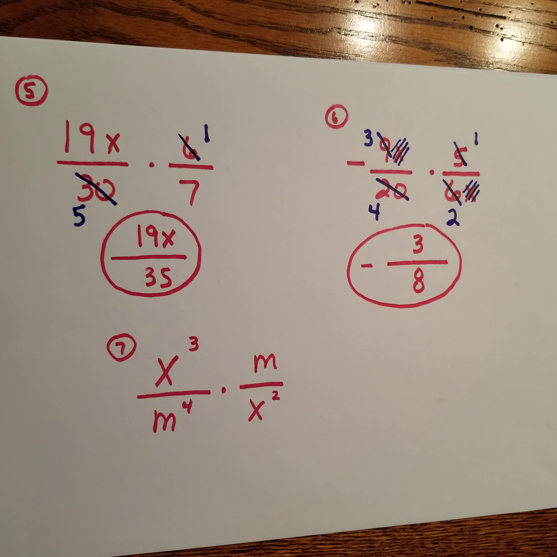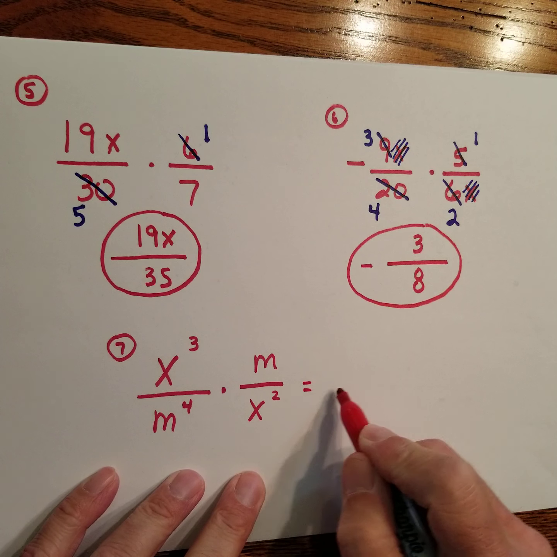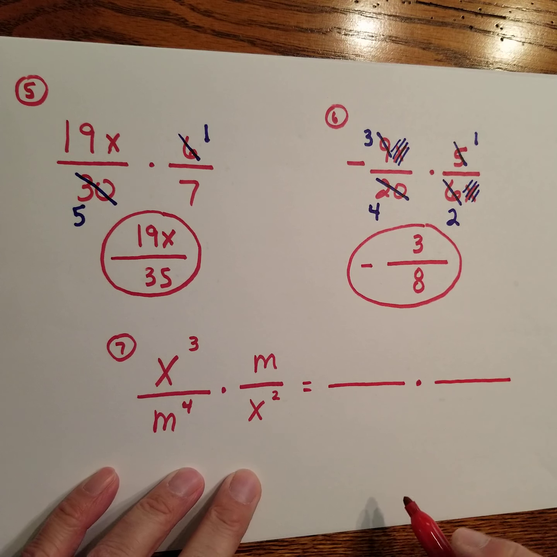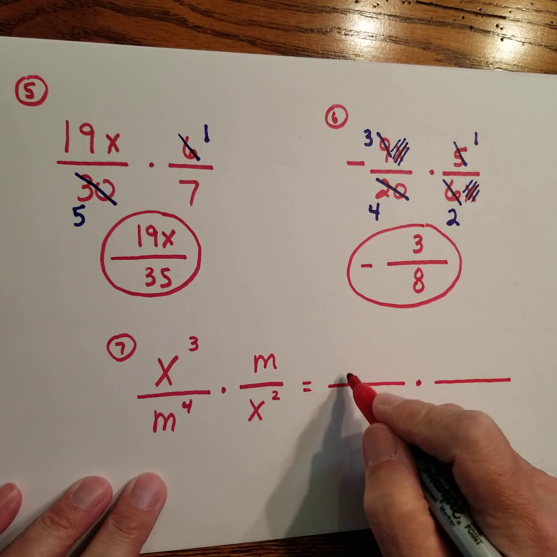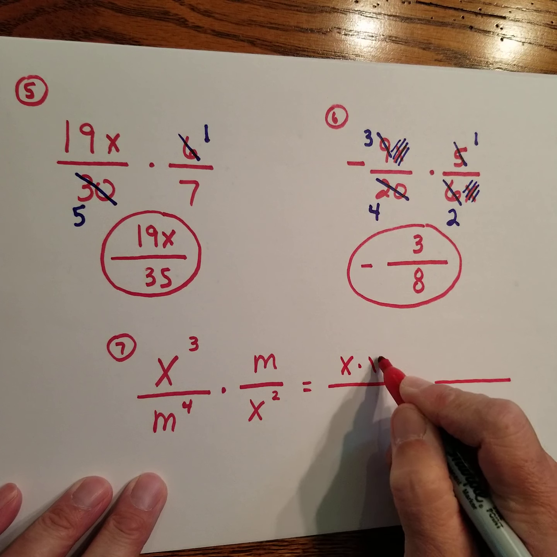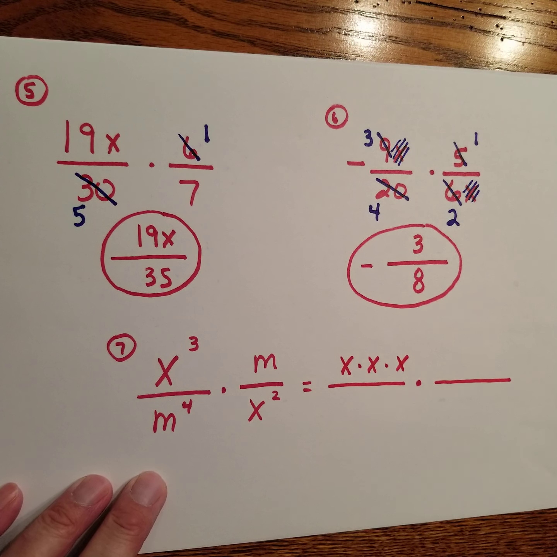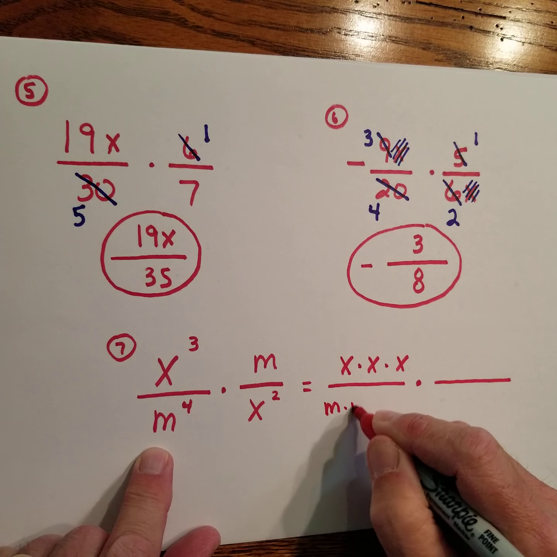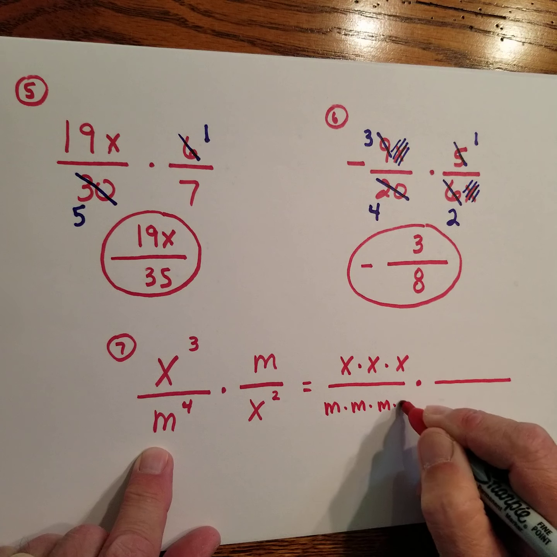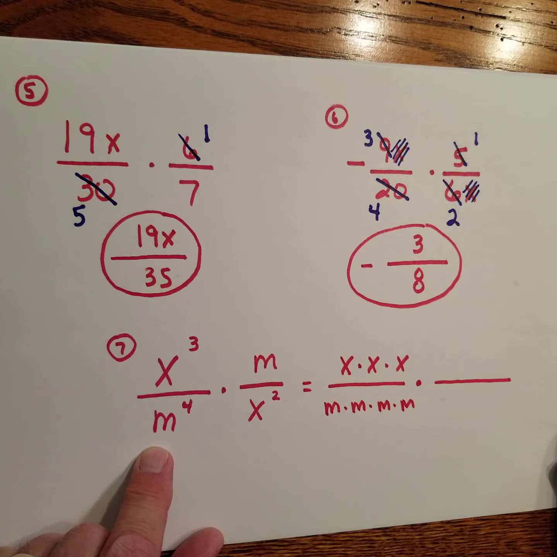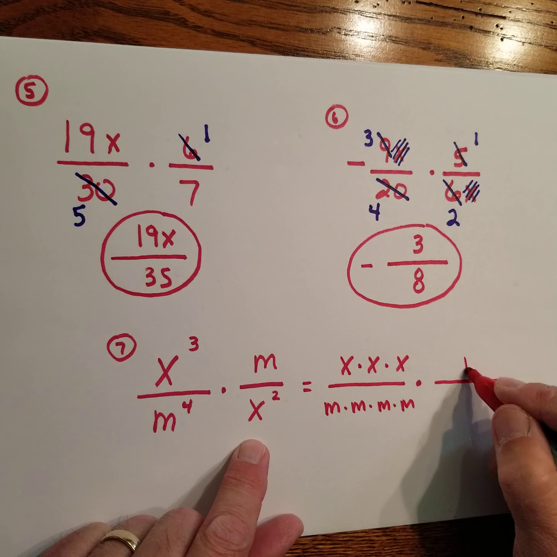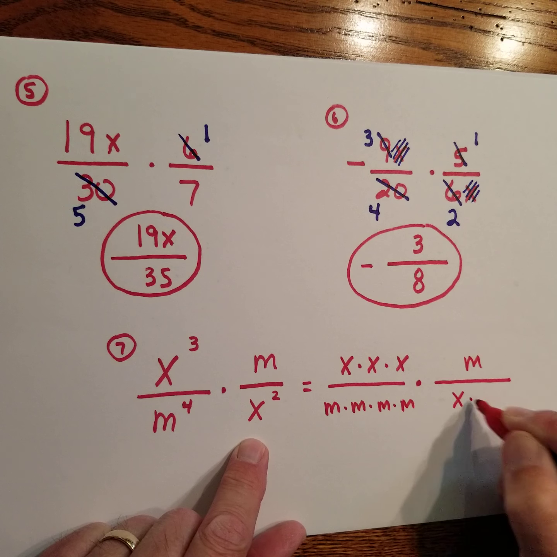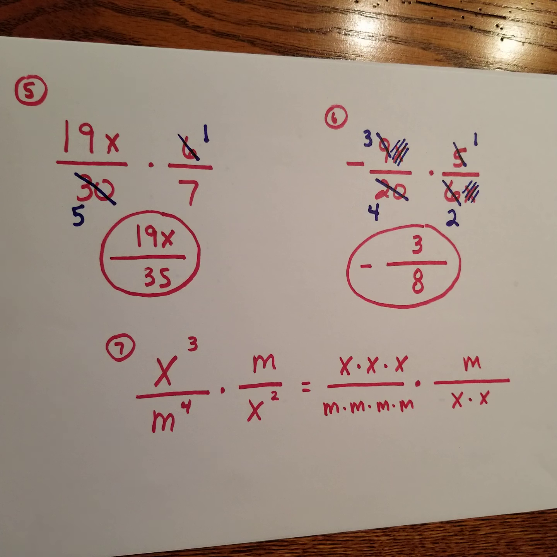Now for number 7, I'm going to rewrite the problem. X to the third power means x times itself 3 times. M to the fourth power is m times itself 4 times. The second fraction has an m in the numerator and x squared, x times x, in the denominator.